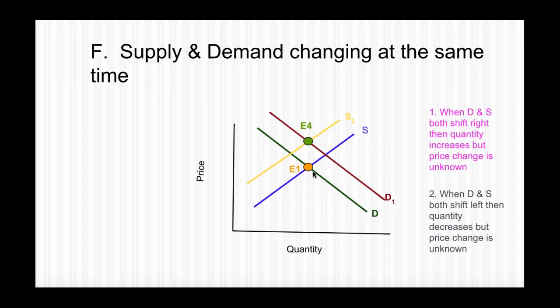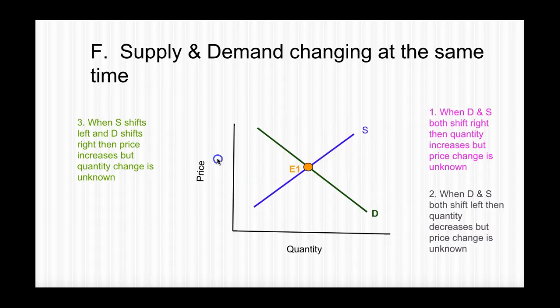It could stay the same, or maybe the right shift in demand is greater than the left shift in supply, and then the quantity is increasing. Or maybe the left shift in supply is greater than the right shift in demand and the quantity decreases. But you don't know that. So when supply shifts to the left and demand shifts to the right, the price is for sure going to increase, but you don't know what happens to the quantity.